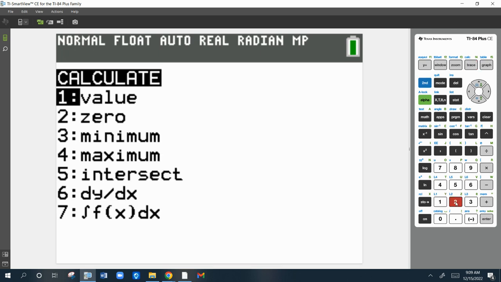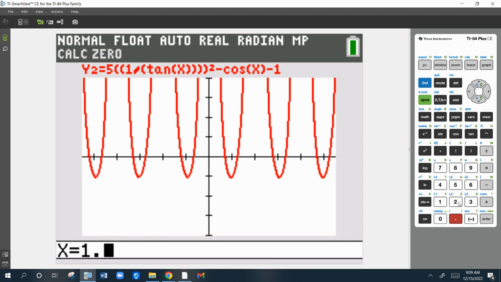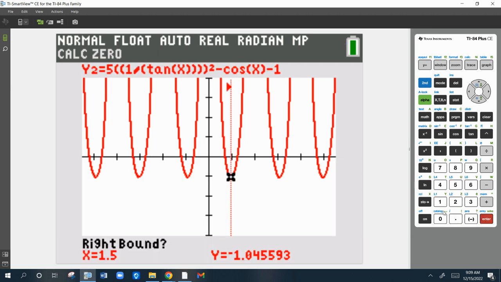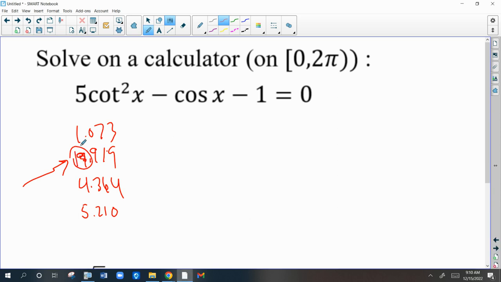Second calc 0. Now I'm going to do it this way. I'm not going to do it with the cursor, just in case you're interested in that. This we know is pi over 2, which is 3 over 2, so 1.5. And then this is pi, so I'll go 3. So I know I'm between there, and then that's my answer, 1.919. And those are my 4 answers. Pretty simple.